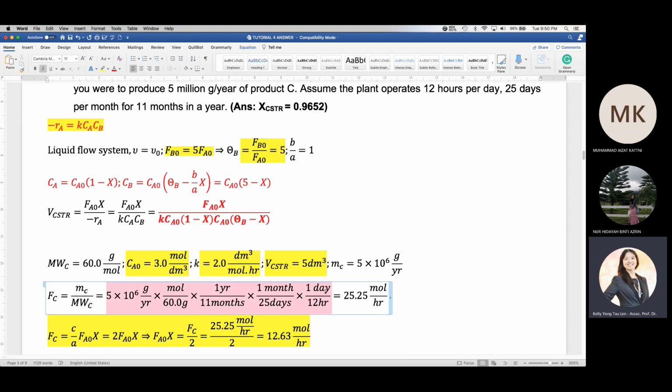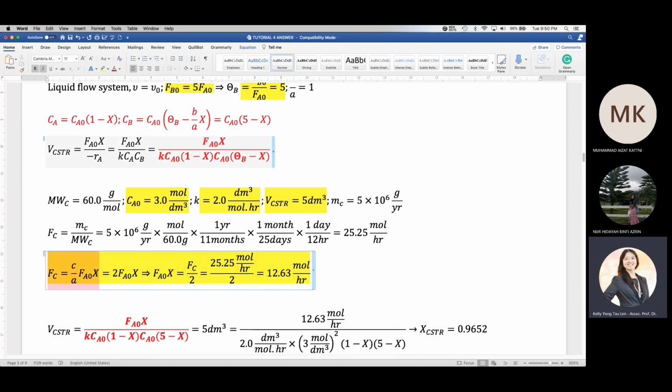So kamu kira, you calculate all this, you will get the molar flow rate of C is 25.25 mole per hour. Or in simpler words, untuk setiap production rate yang 5 million gram per year ni, kamu perlukan molar flow rate dia sebanyak 25.25 mole per hour. Okay. But don't forget, what you found, 25.25, is the molar flow rate of C, FC. Tapi dalam pengiraan saya adalah FA0 yang saya nak cari. Okay, sebab tu tadi saya gunakan perkaitan FC sama dengan C per A FA0X.